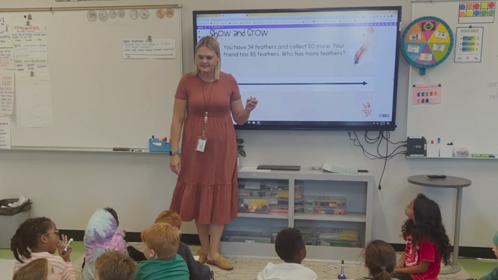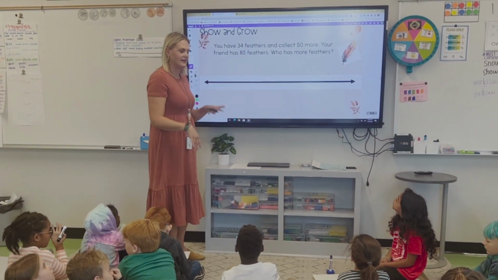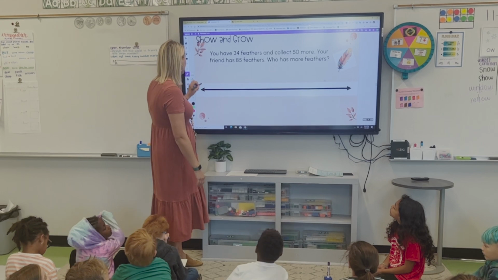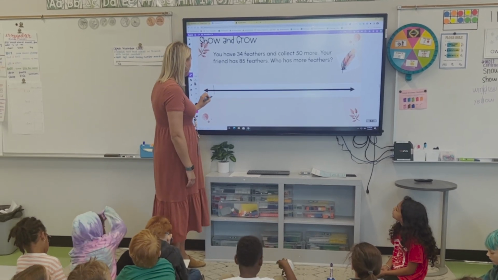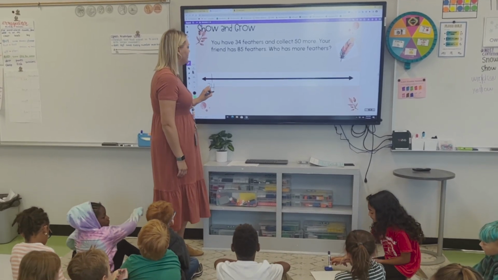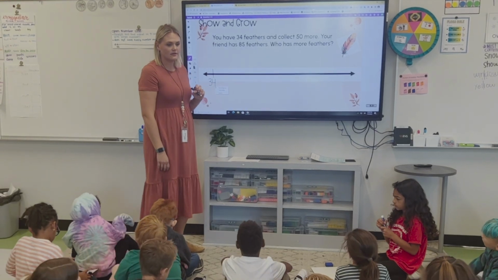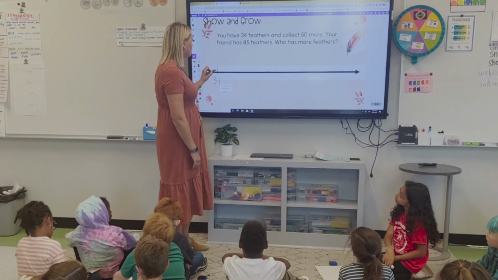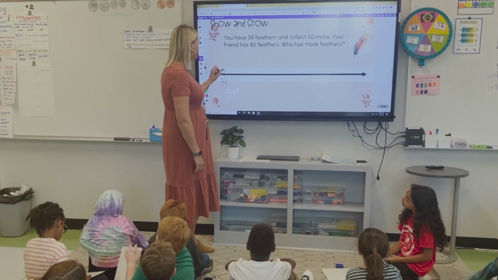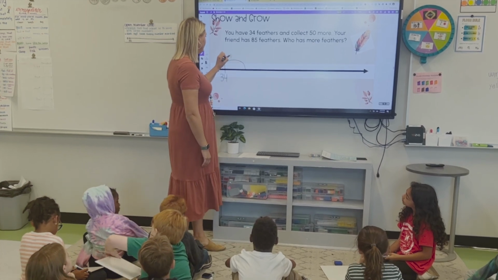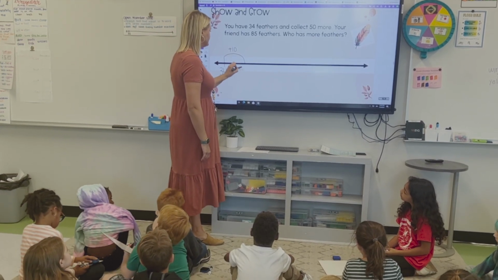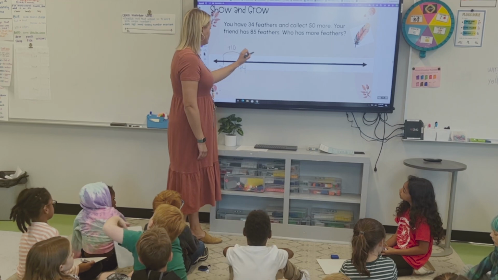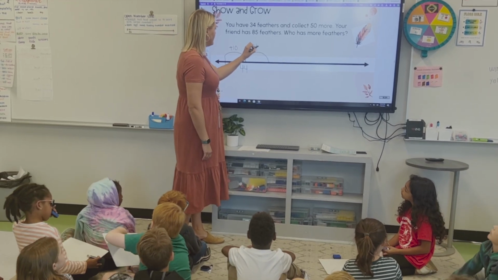Okay, math friends. I've heard Jason and Charlie both telling the same thing to their partners. They both said they would need to figure out what 34 plus 50 is. Charlie said, I would do 34 and I would do 5 jumps of 10 to figure out how many that is.